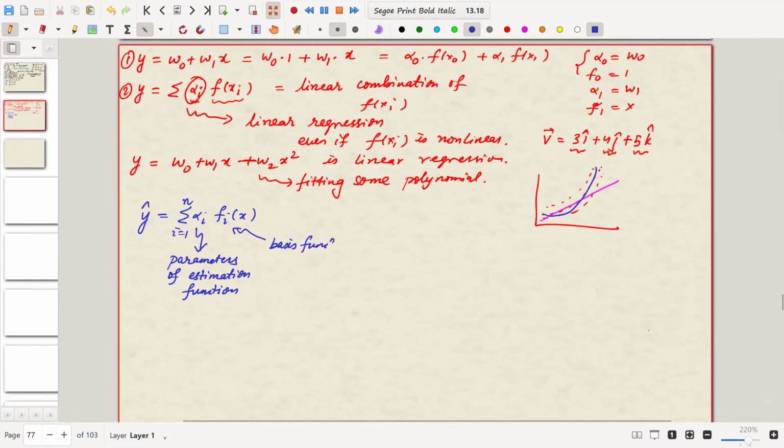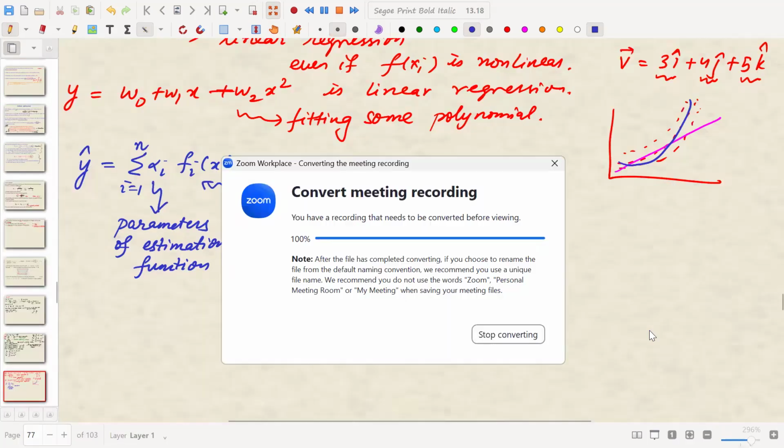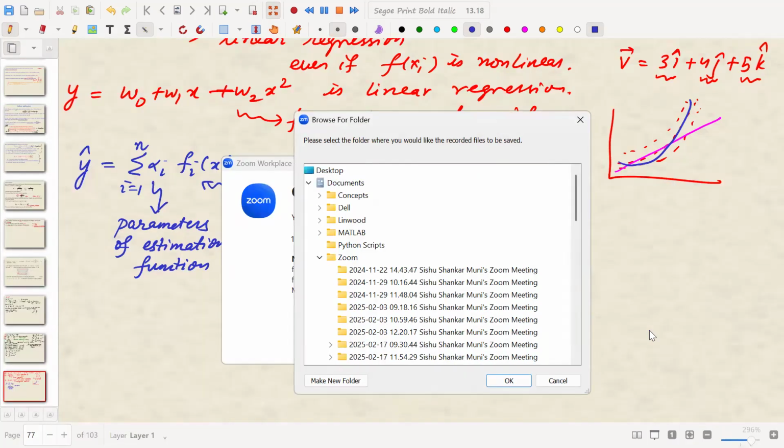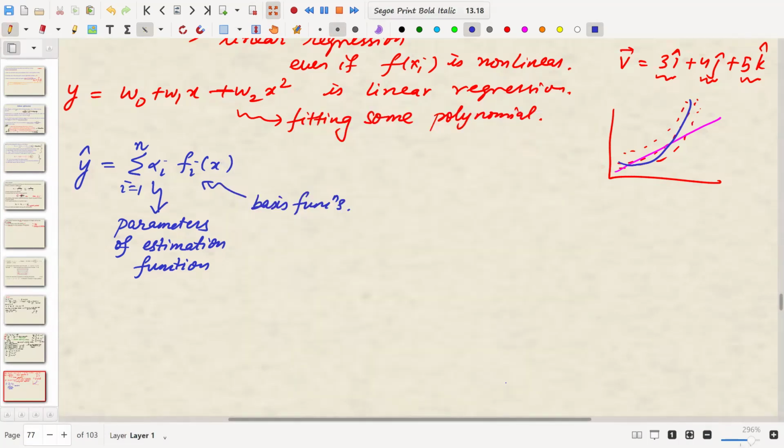Basis functions. What does it mean by basis functions? What are basis functions? What are basis functions, Shabna?